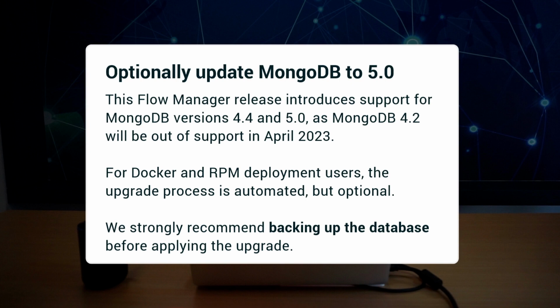This Flow Manager release introduces support for MongoDB versions 4.4 and 5.0, as support for MongoDB 4.2 ends in April 2023. For Docker and RPM deployment users, the upgrade process is automated but optional, which means that your Mongo database will not be upgraded automatically when upgrading your Flow Manager instance to the March release.